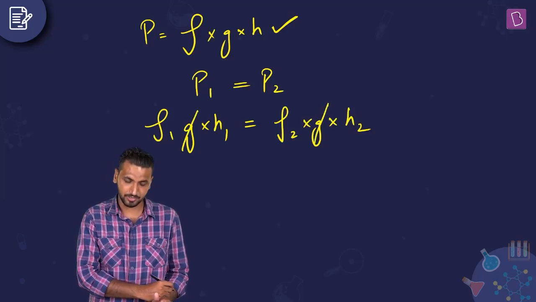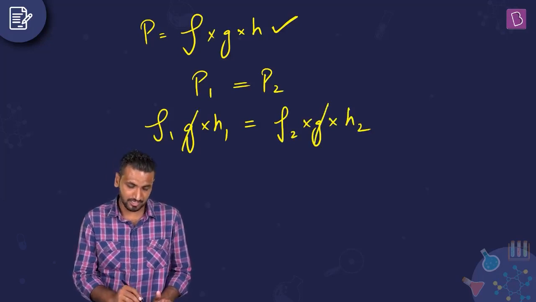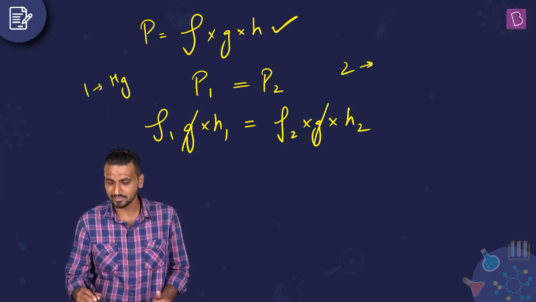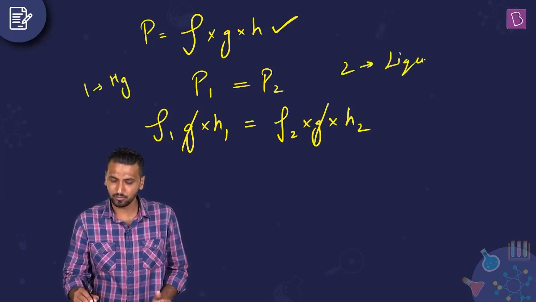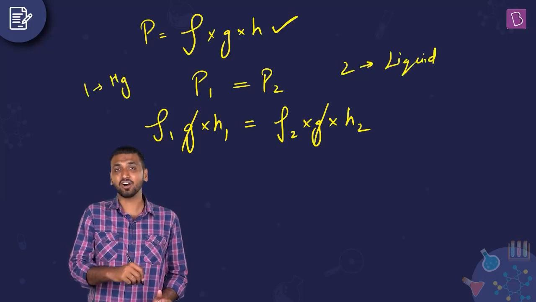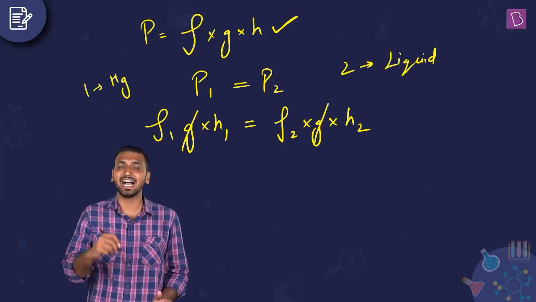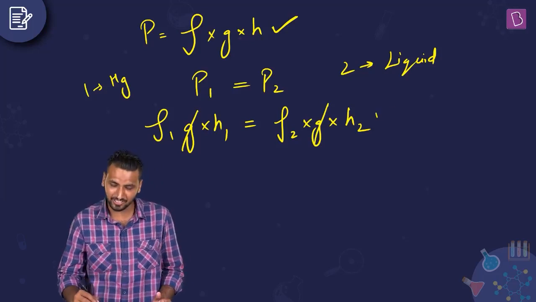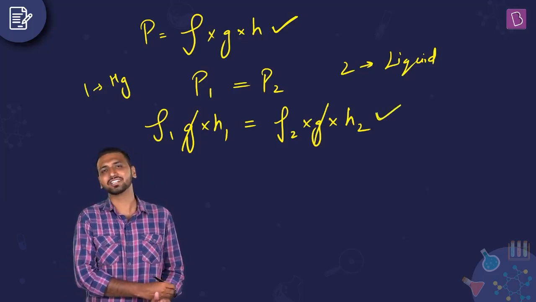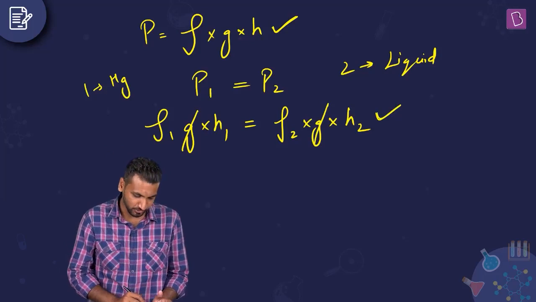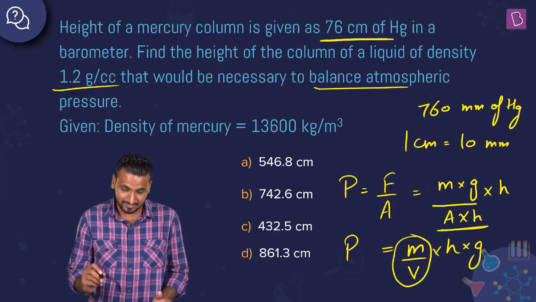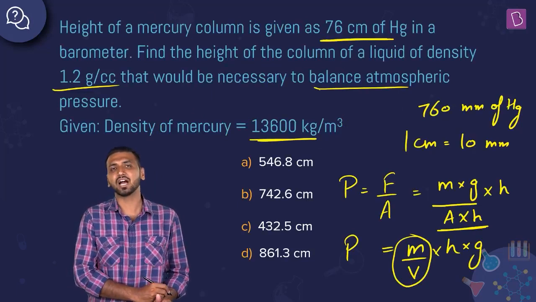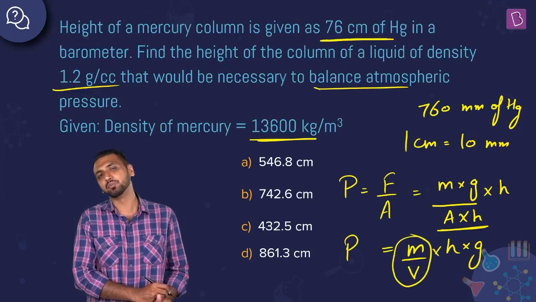Okay. Now if I call 1 as Hg and 2 as another liquid, I want the density of mercury, the height of the mercury, the density of the another liquid, and height of another liquid will be calculated very easily. Let's look at this. So the density of the mercury given to you is 13600 kg per meter cube.